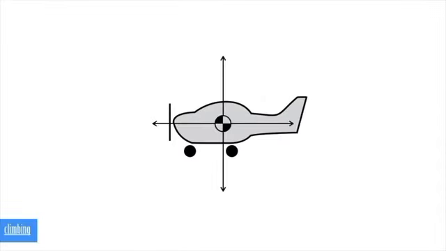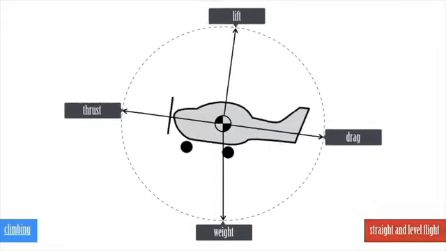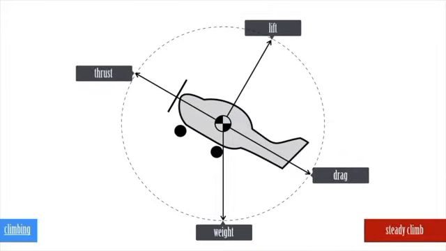ability to climb. In straight and level flight, lift, drag, thrust and weight are all balanced. What you see here is of course a simplified representation of the main forces that are in equilibrium. In a steady climb, the aeroplane is also in the state of equilibrium.